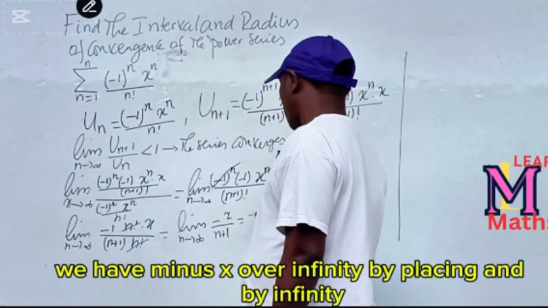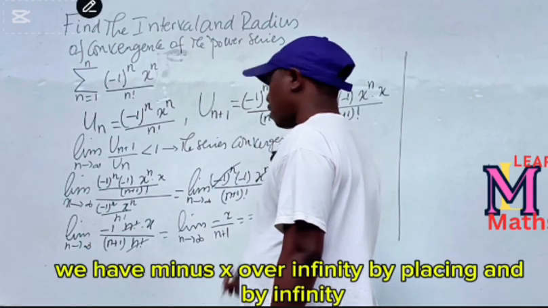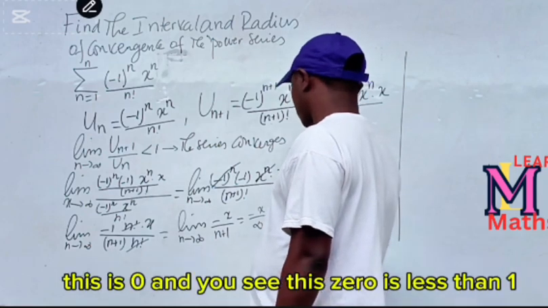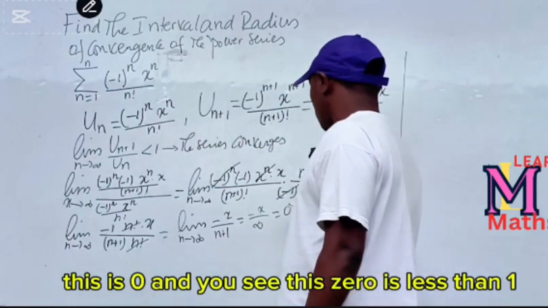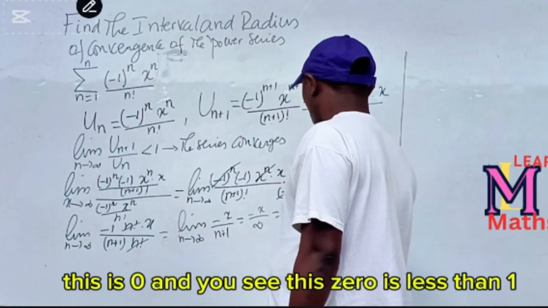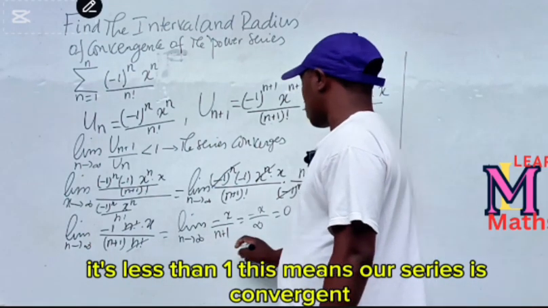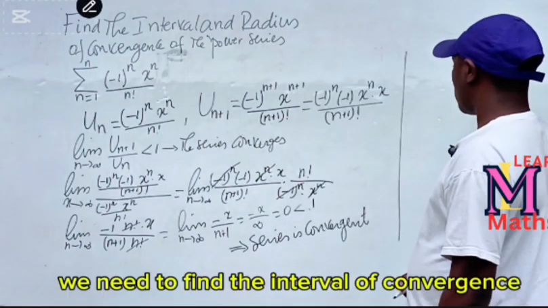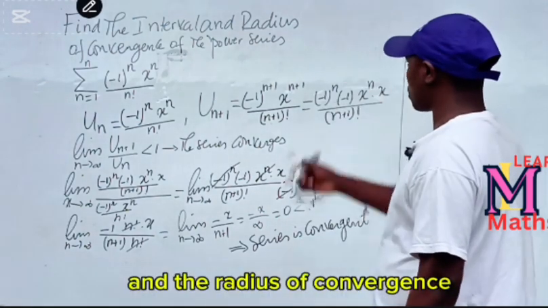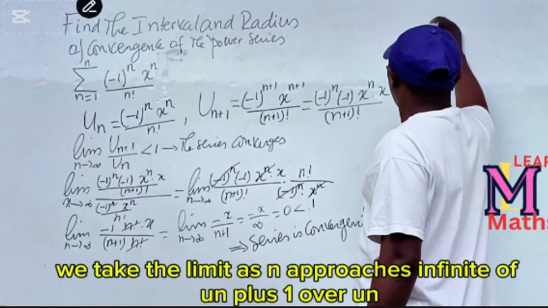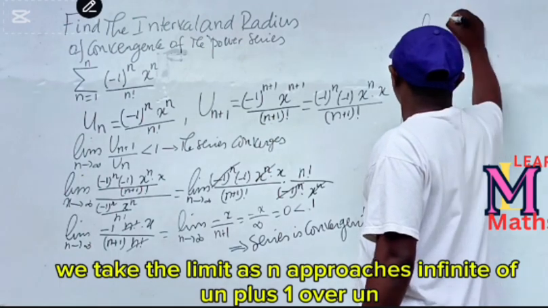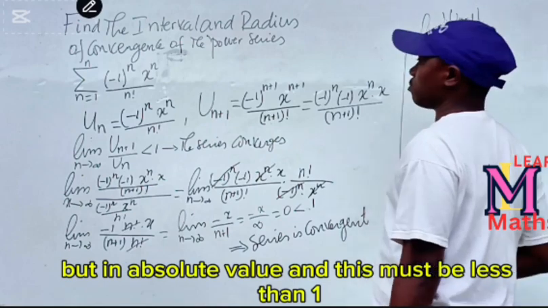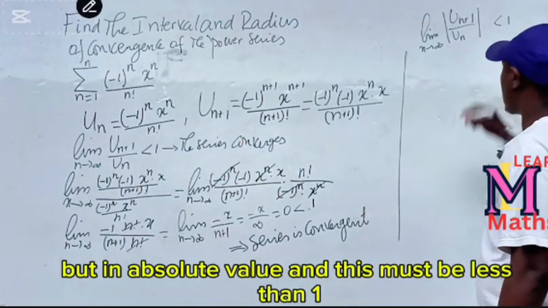As you see here, we have minus x over infinity by replacing n by infinity. This is 0, and you see this 0 is less than 1. This means our series is convergent. Now we need to find the interval of convergence and the radius of convergence. We take the limit as n approaches infinity of u_(n+1) over u_n, but in absolute value, and this must be less than 1.